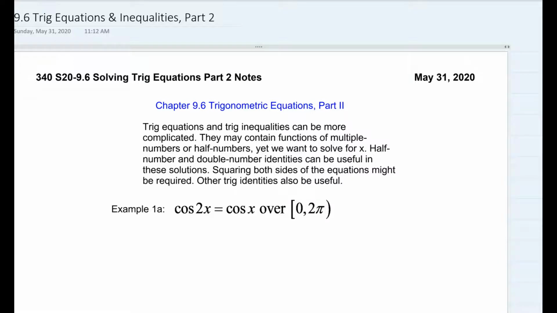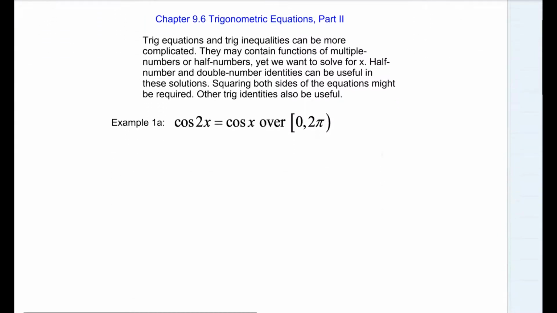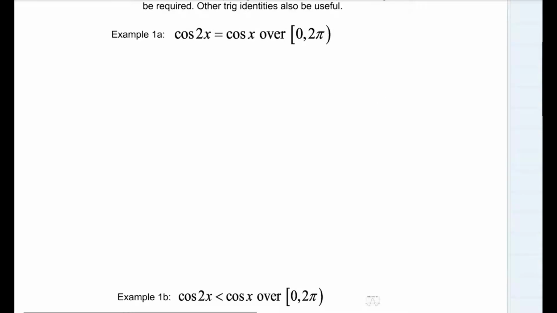So in our first example here, we're going to look at a trig equation that obviously has a double angle in it. Cosine of 2x is cosine of x. And thankfully, the solution is domain constrained between 0 and 2 pi. Open endpoint on 2 pi, closed on 0. And one of the things that we want to do in a situation like this is get rid of the double angle because we're solving for x.